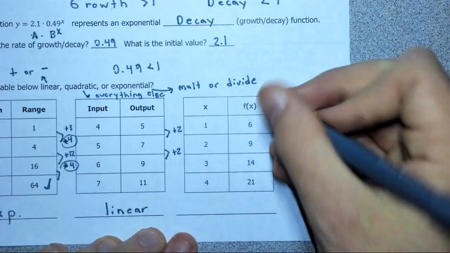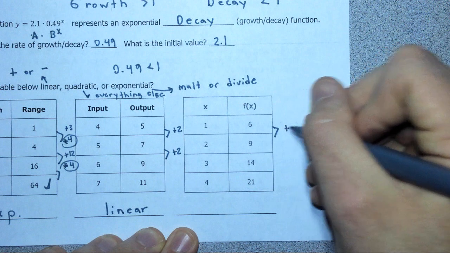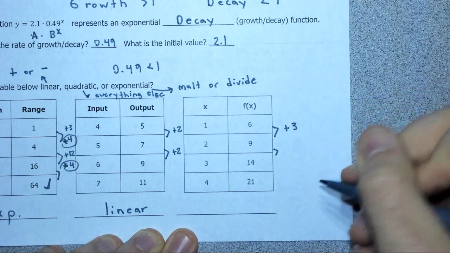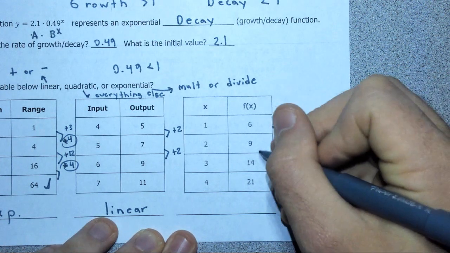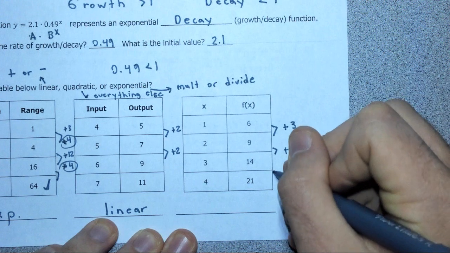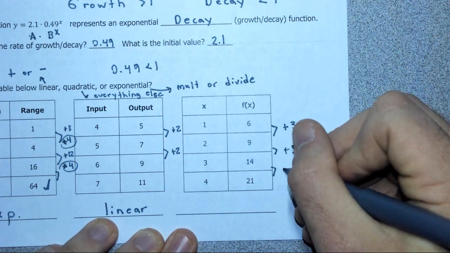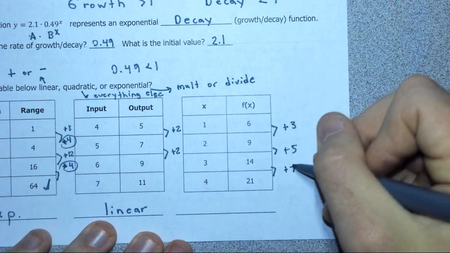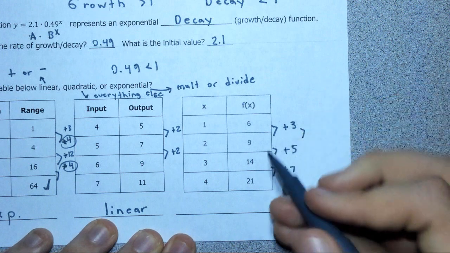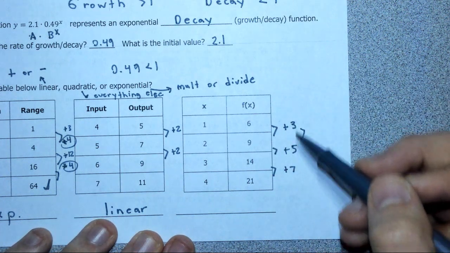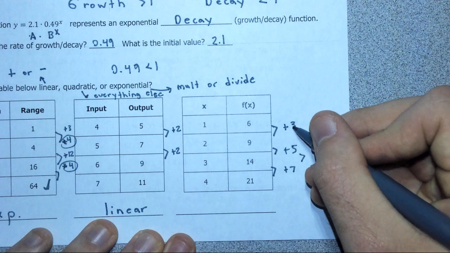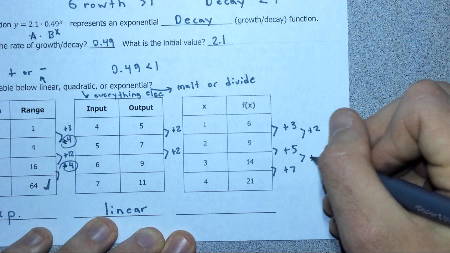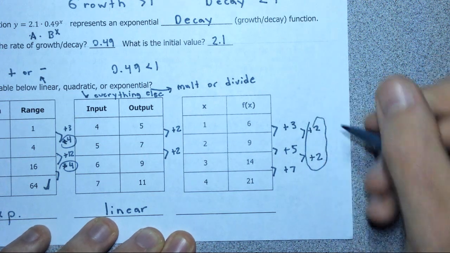Alright, and finally, my next one. Here, I add 3. It'd be pretty hard to multiply something to get there. This one, I add something different. I add 5. And this one, 14 to 21, I add 7. And what you'll actually see for quadratic is if I look at the difference between the differences, how did I get from plus 3 to plus 5? Well, I added 2. From plus 5 to plus 7, I added 2. That's where my pattern for quadratic comes from.